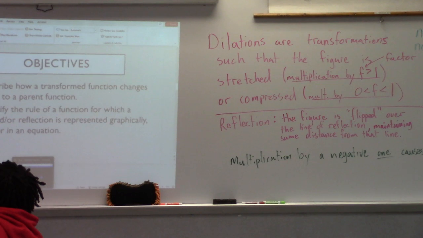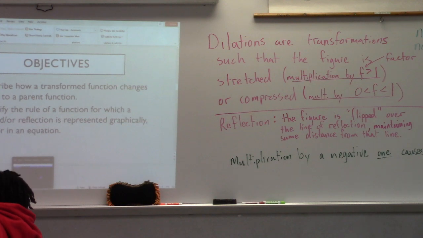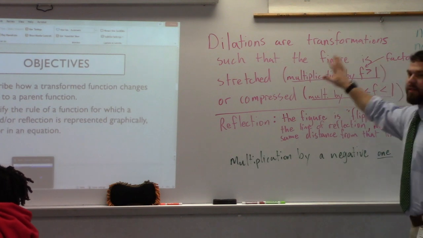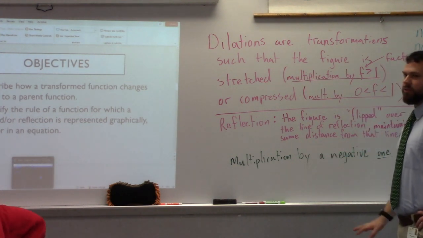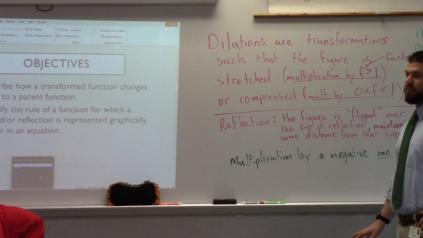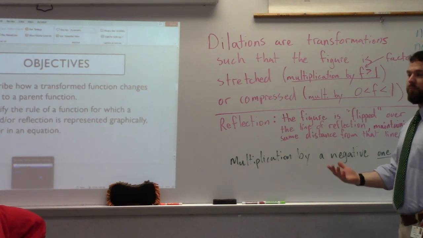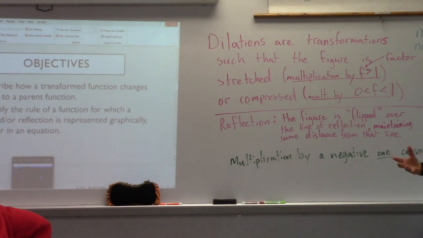Alright, so what we're trying to look at today is furthering our understanding of how a transformed function changes in relation to a parent function. So you got to recognize the parent function, and then identify a rule for which a dilation and or a reflection is represented graphically, tabularly, or in an equation. We've already started talking about it. Remember, you want to come back to this, because has any of this been in relation to functions? No, this has all been in respect to geometry, triangles. But could this help us understand how it's operating inside of functions? Yes. So, let's look at the Desmos activity.